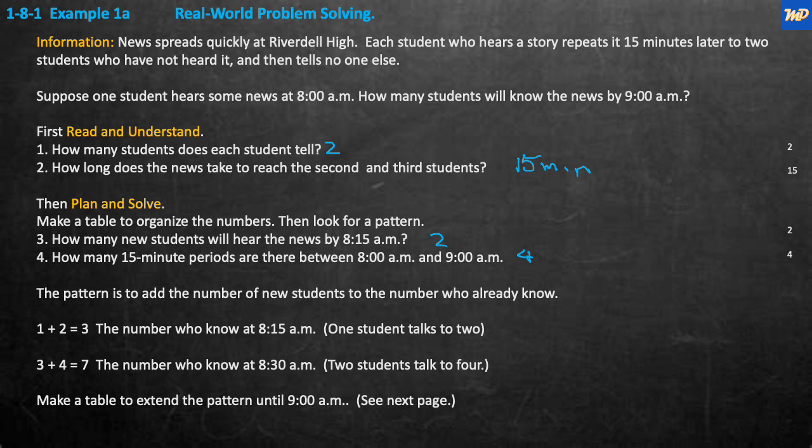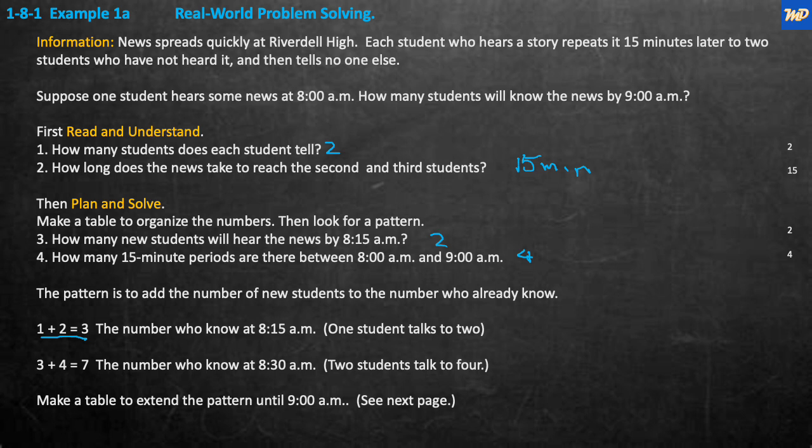Similar to this then, you have 1 plus 2 is 3, right here. That's the first student. The first one heard it, 15 minutes later he or she tells 2, so now there are 3 students that know it. So the number who know at 8:15 is 1. The one student talks to 2. That's 3.